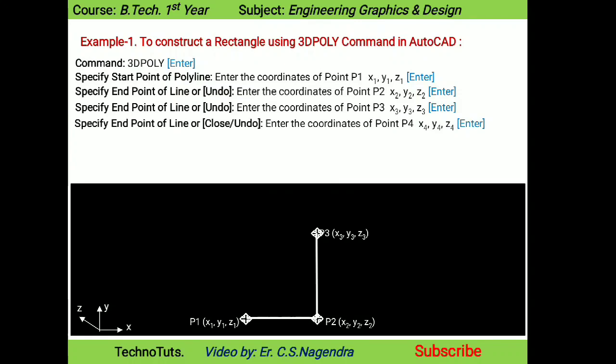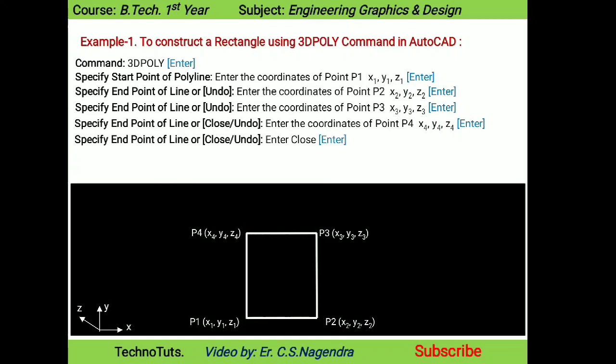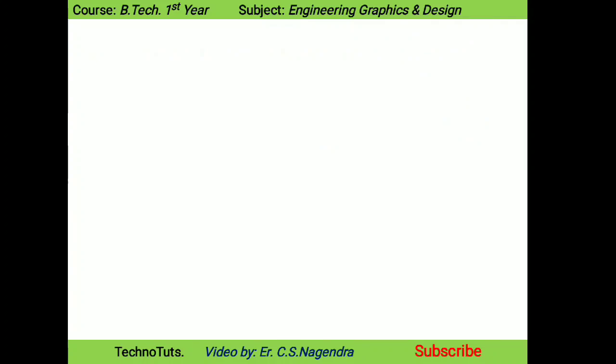Now the computer will ask you to specify endpoint of line, close or undo. So just type the coordinates of point number P4 having coordinates x4, y4, z4 and press enter key. You will see point P4 will be visible on the screen, constructing a line from point number P3 to point number P4. Okay students, after that the computer will ask you to specify the endpoint or close. So just type there close and press enter key. You will see a rectangle gets constructed from point number P1 to P4.